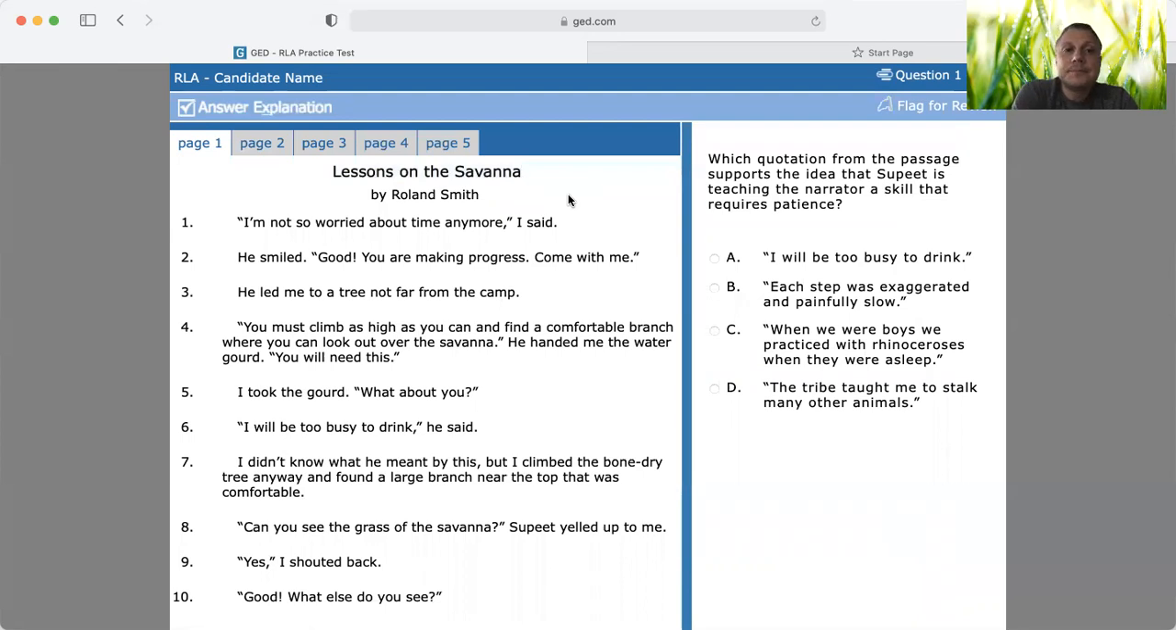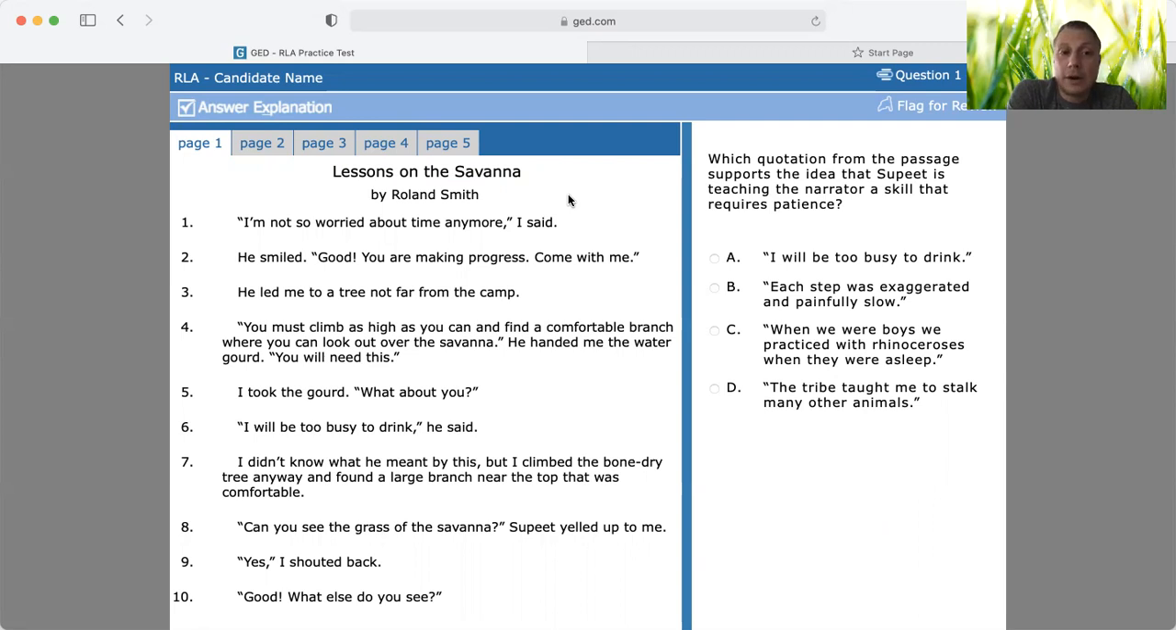So let's see. It says, "I'm not so worried about time anymore," I said. He smiled. "Good. You're making progress. Come with me." He led me to a tree not far from the camp. "You must climb as high as you can and find a comfortable branch where you can look out over the savannah." And see, you can see now, right? That's what we're going to be talking about, the savannah.